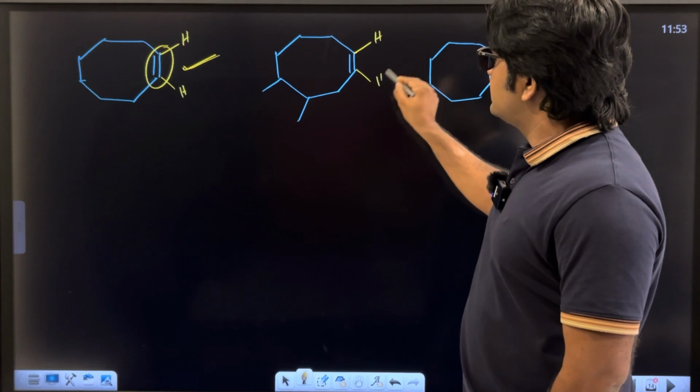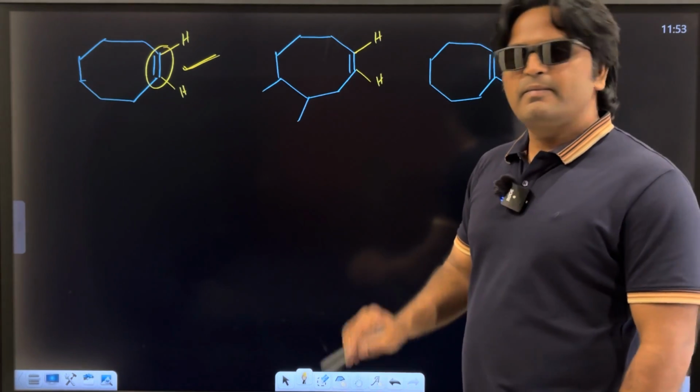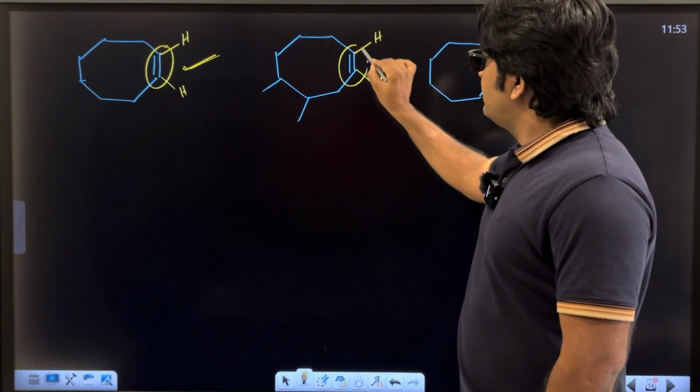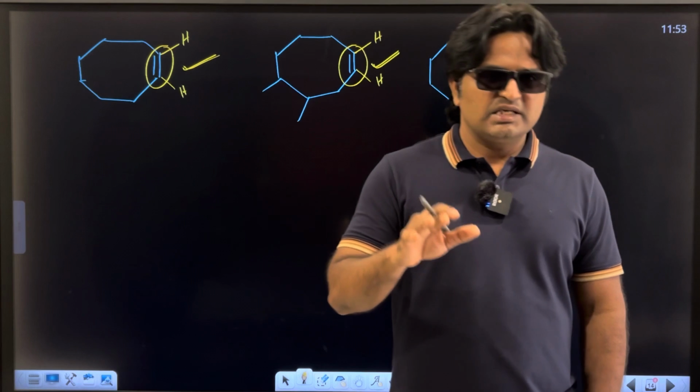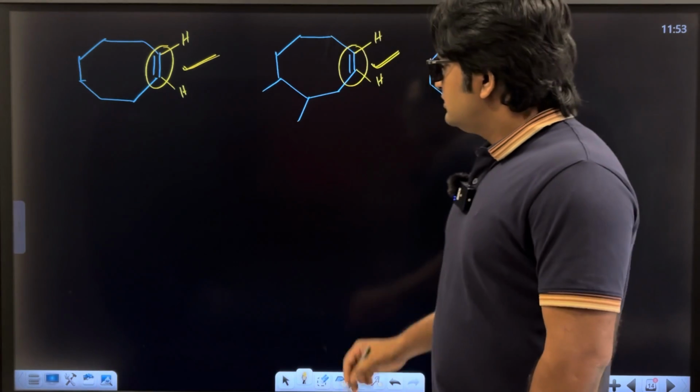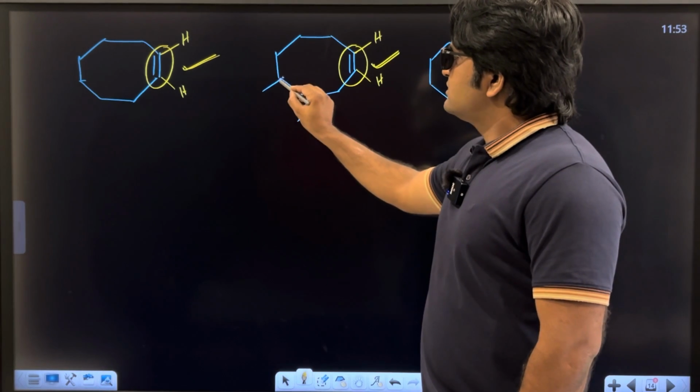Is the double bond responsible for geometrical isomerism or not? Yes, no problem. In the 8-member ring system, this double bond can exhibit geometrical isomerism. That is one segment for geometrical isomerism. Come to this one, here also segments are there.